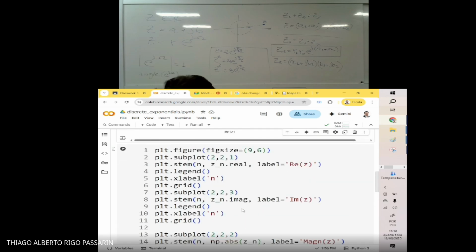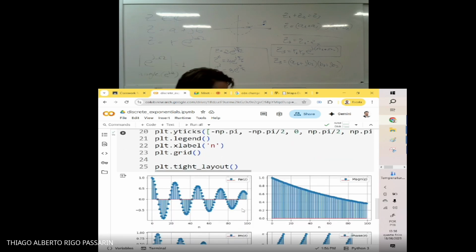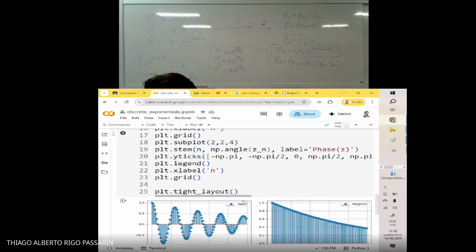So that's how exponential functions work. So the radius accounts for the rate of decay or rate of growth.